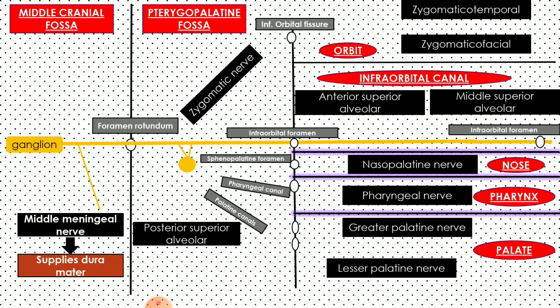Moving further, this pterygopalatine ganglion gives a branch to the nose which enters through the sphenopalatine foramen. Next, a branch to the pharynx which enters through the pharyngeal canal, and next a branch to the palate which enters through the palatine canals. Then from the main trunk there arises one more branch, which is the zygomatic nerve. This zygomatic nerve enters the orbit through the inferior orbital fissure. As it enters the orbit, it gives off two branches, zygomatico-temporal and zygomatico-facial.